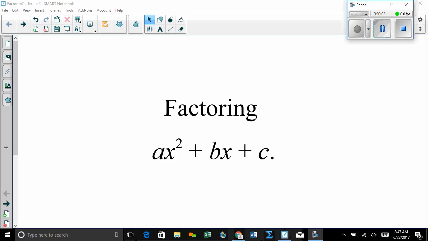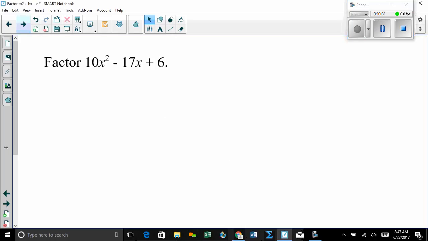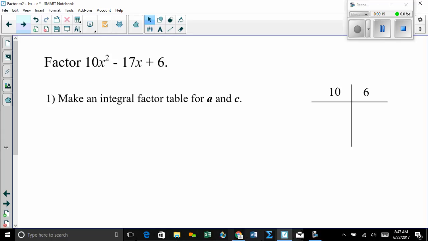For this video, we want to try to factor a trinomial where the leading coefficient is not 1. So let's try to factor this trinomial. Step number 1 is to make a table of factors for a and c. So in our case, we want to try to find the integer pair of factors for both 10 and 6.